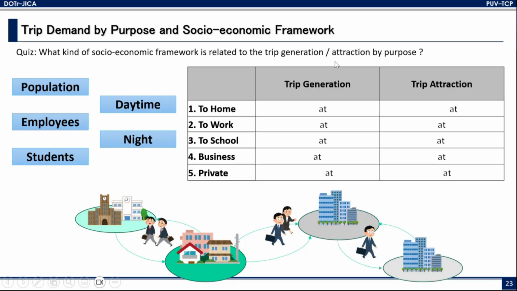And the trip generation and trip attractions is usually considered by purpose. Of course, according to the trip purpose, the relationship between the trip generation attractions and the socioeconomic frameworks shall be different. And you can select the following 3 items and 2 time zones. And for example, the to-home trip generation, what kind of items seems to be highly related or not.